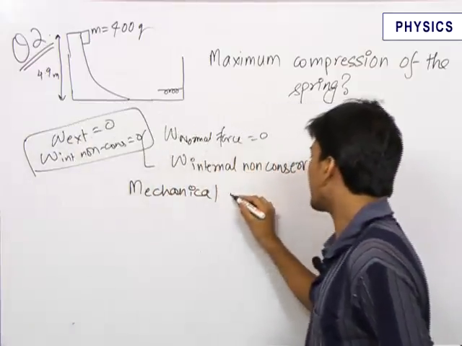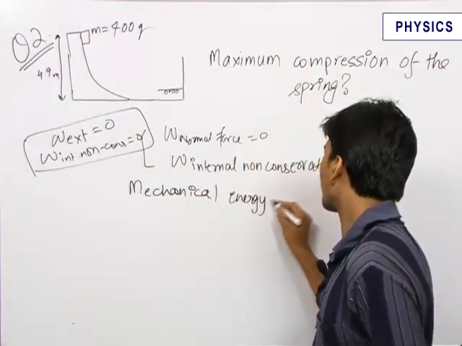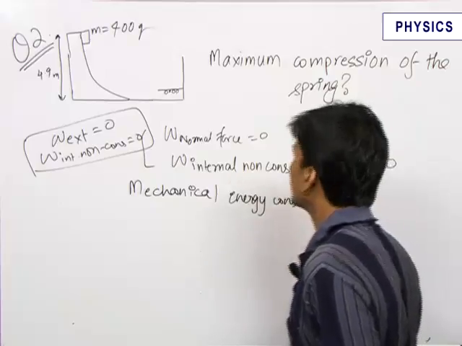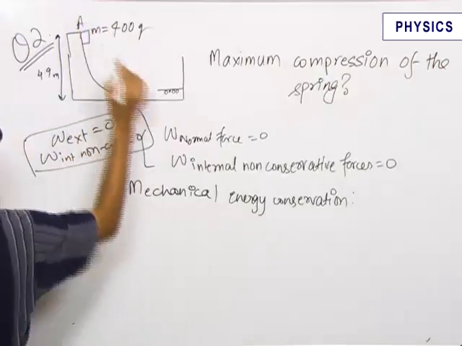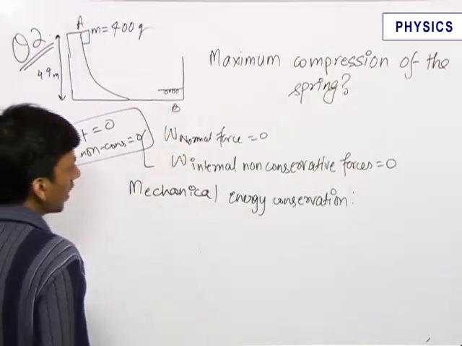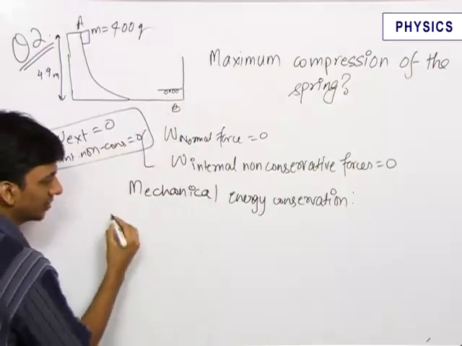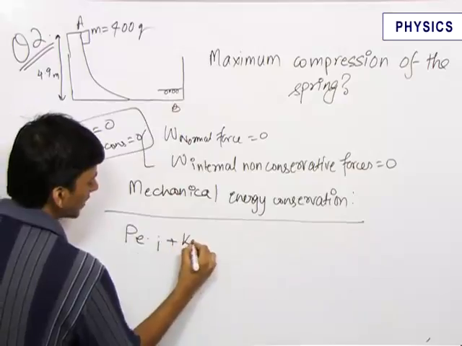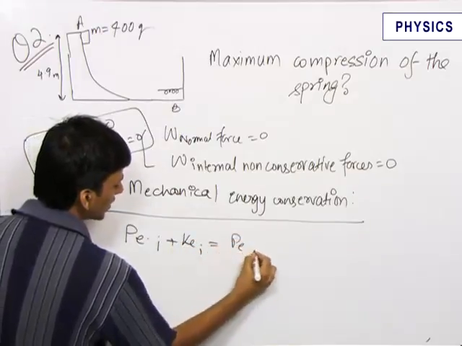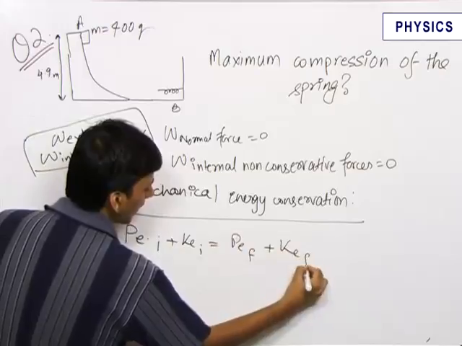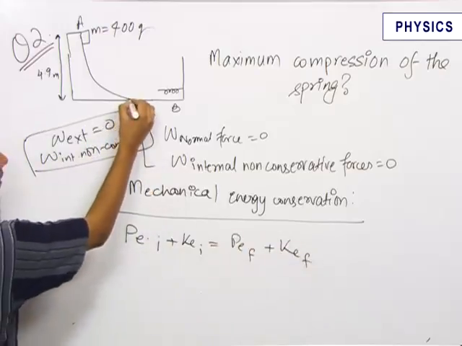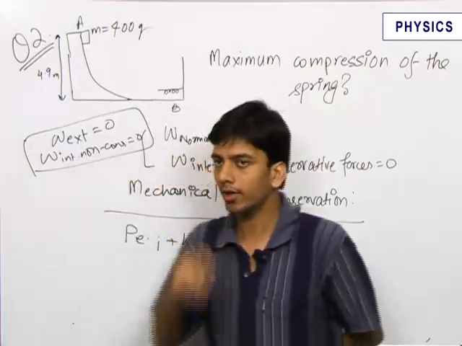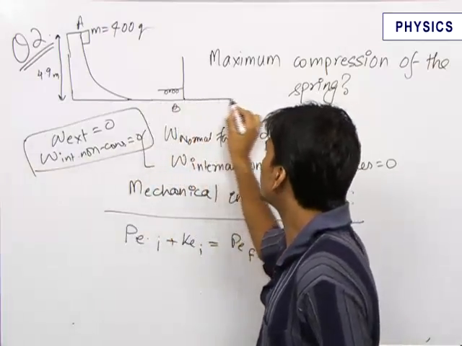So by applying mechanical energy conservation on the block from its initial position A to final position B when the spring is at its maximum compression, potential energy initial plus kinetic energy initial is equal to potential energy final plus kinetic energy final. For determining the gravitational potential energy, we have to assume potential energy to be 0 at a particular level. Let us assume potential energy to be 0 at this level.